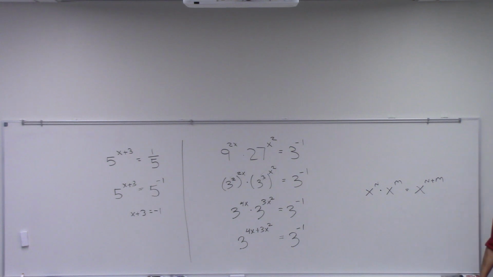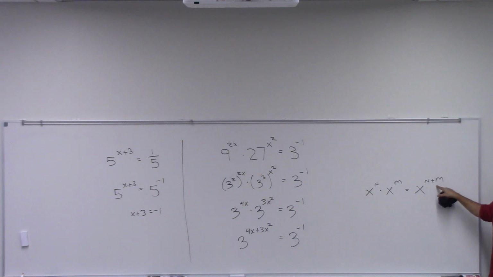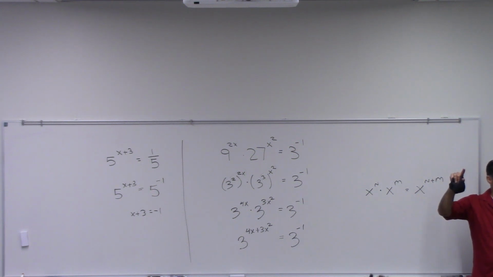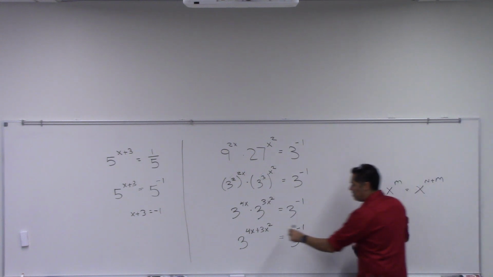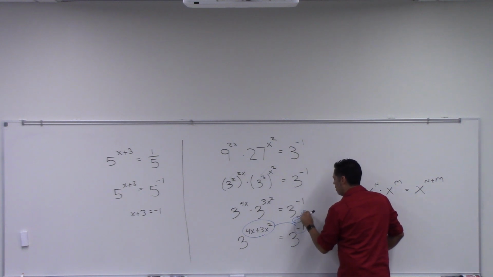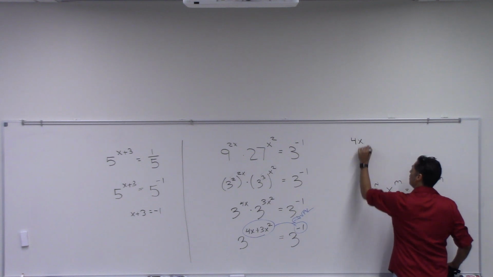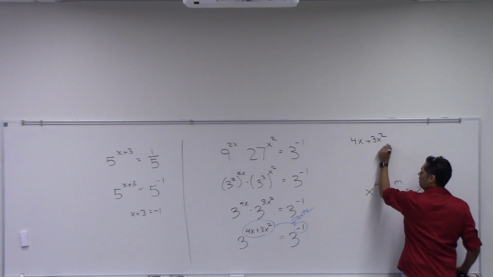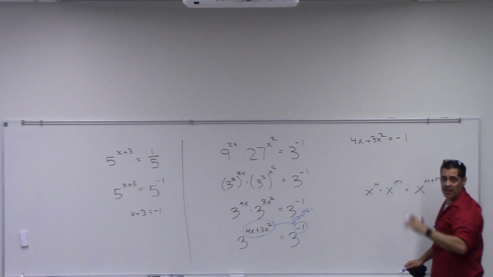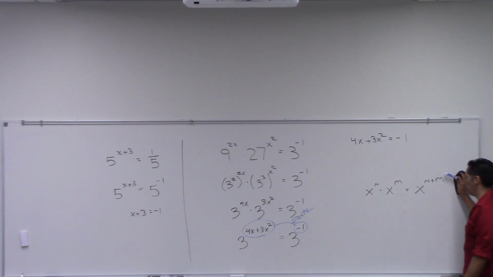See that? Yes or no? You can see? So I've added the powers together. Now can I set the powers equal to each other? Yes. I can set this equal to that. And when I do that, I get 4x plus 3x squared equals -1. And then this is a quadratic equation, right? That's a quadratic equation. So I want to go and solve this now.